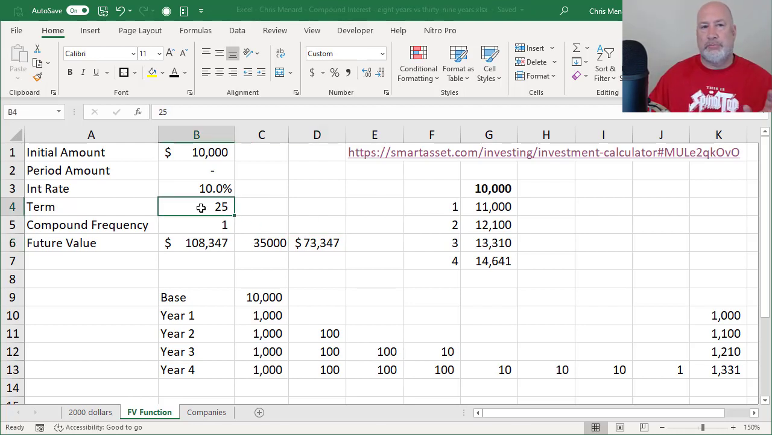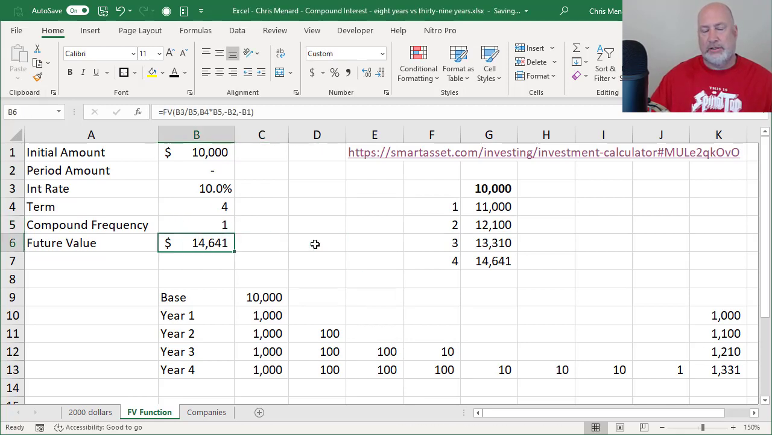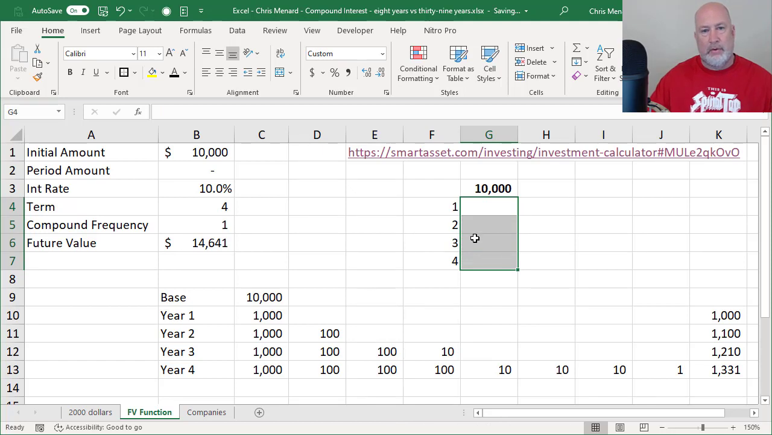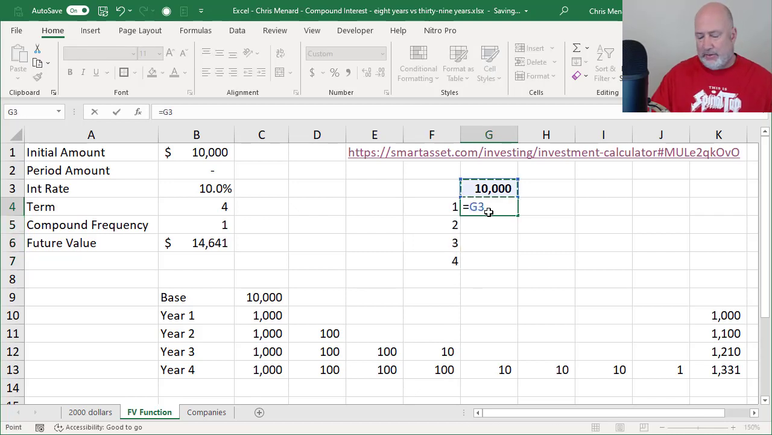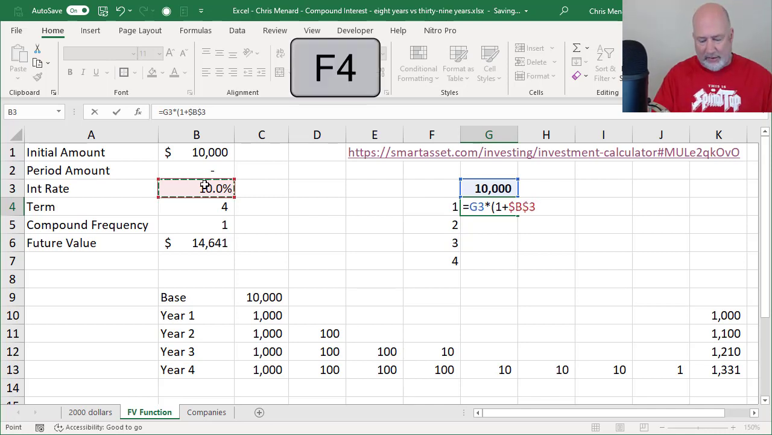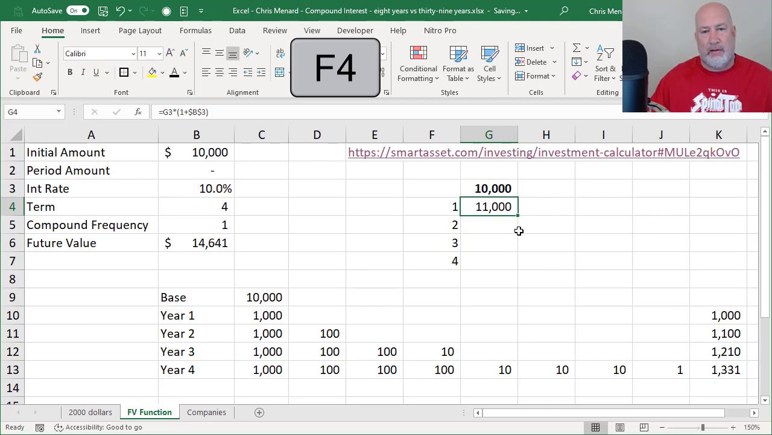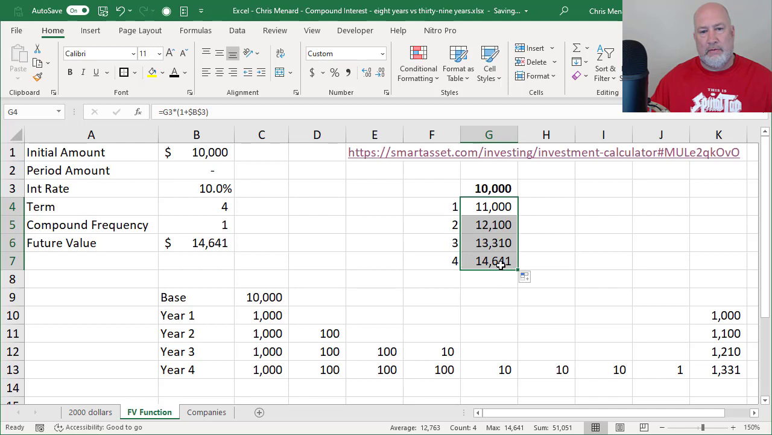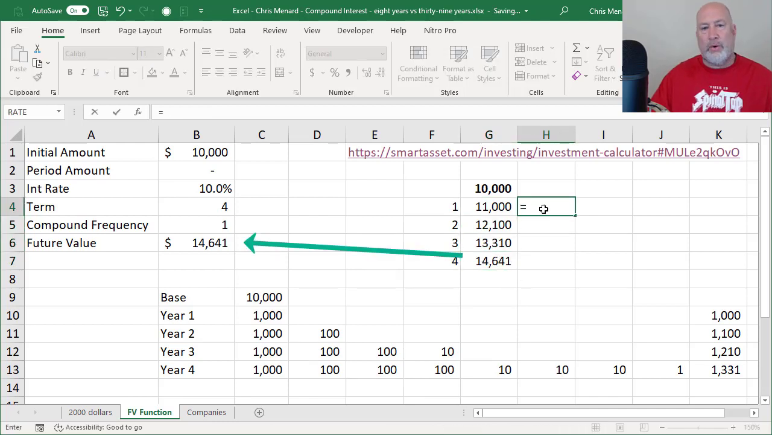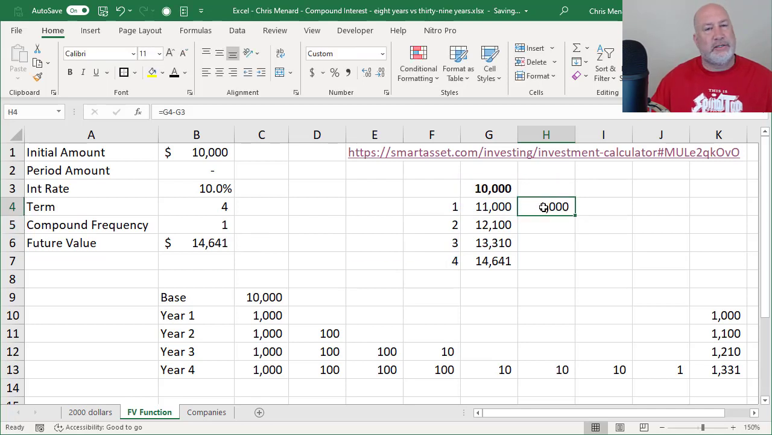I'm going to change this to explain compound interest. I'm going to change the term from 25 years to 4 years. I get $14,641. An easy formula over here, which I've already done, I got year one, year two, year three, year four. I know I put in $10,000 times one plus that interest rate. I'm going to make that absolute reference with the F4 key. There's my $11,000, $14,641.